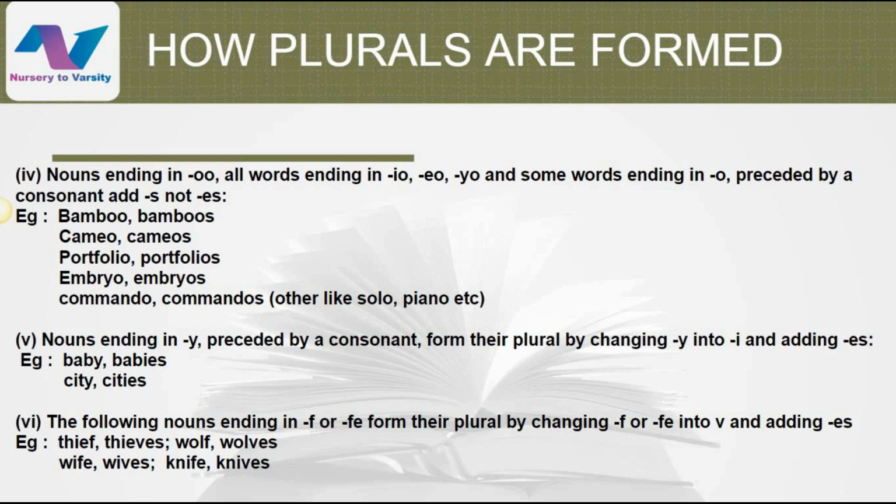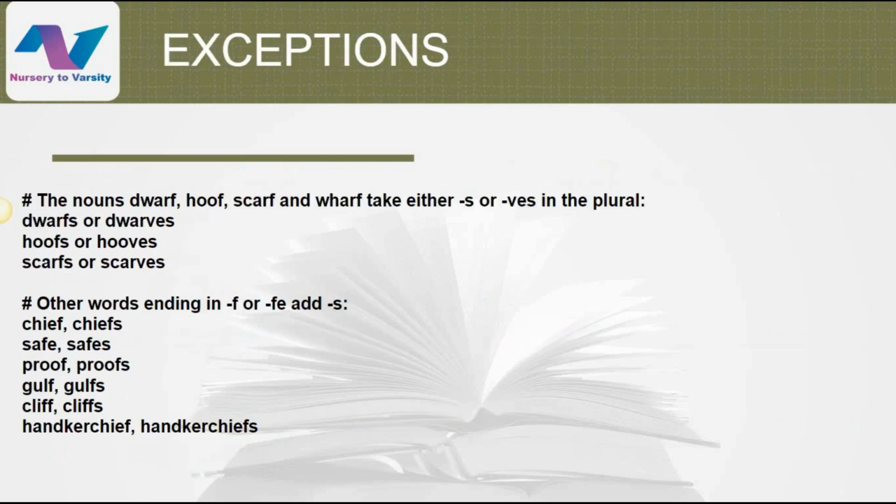Moving on to the sixth part of rule 1: the following nouns ending in f or fe form their plural by changing f into v and adding es. So when I say thief, which ends with f, it will take ves as its plural form. That is, I'll simply take out f and put ves. Then if I say wife, which ends with fe, I'll simply take out fe and place ves, and that's how it goes.